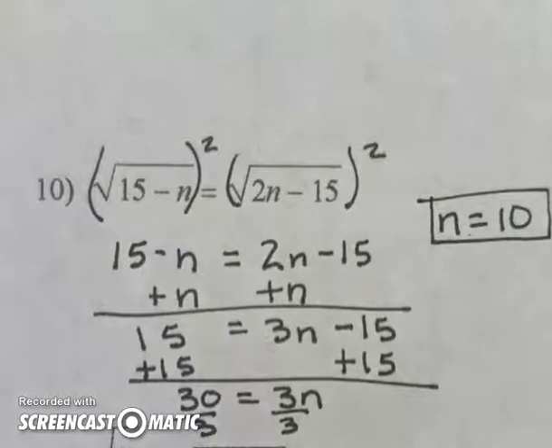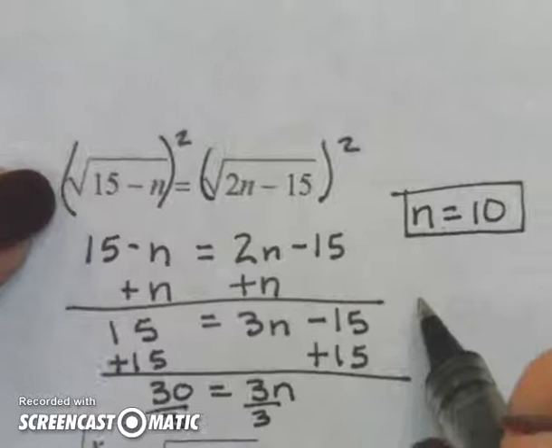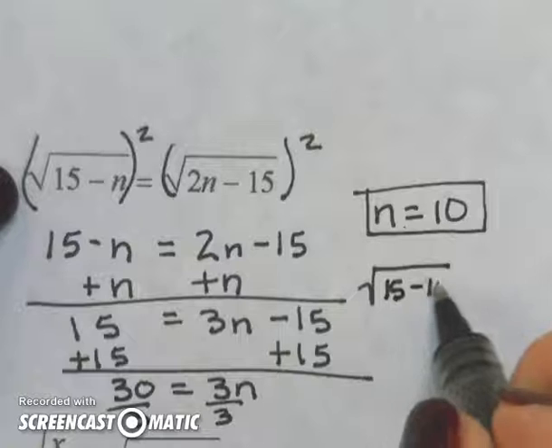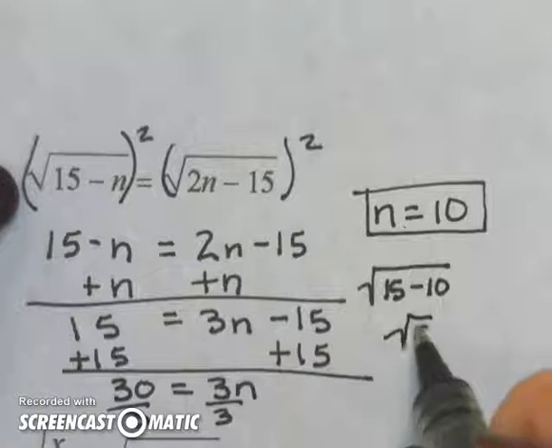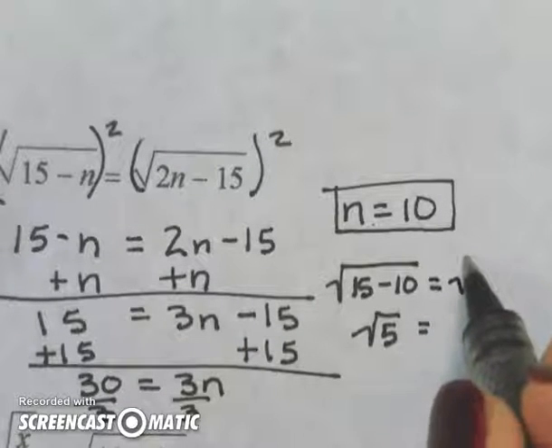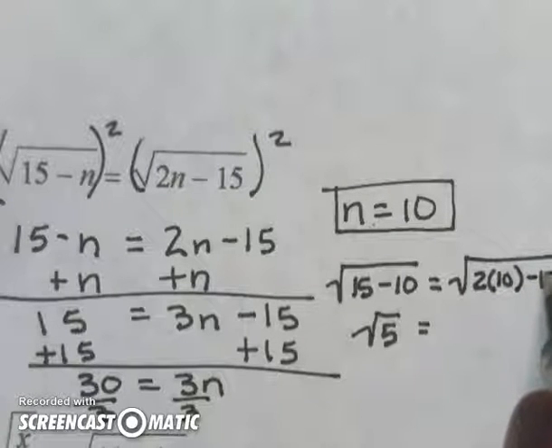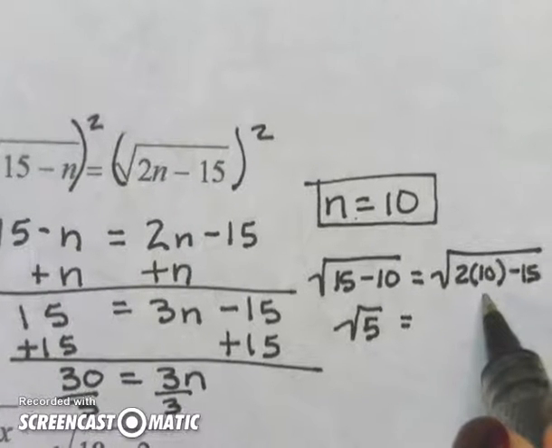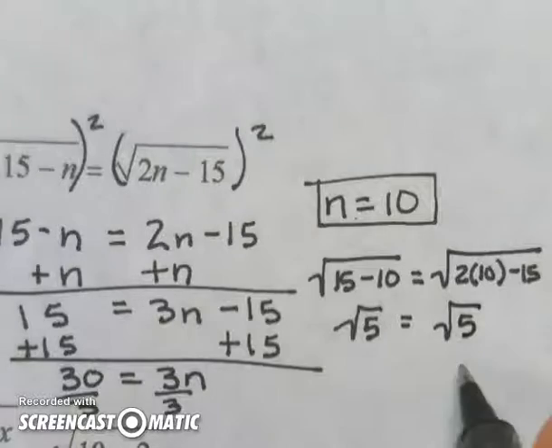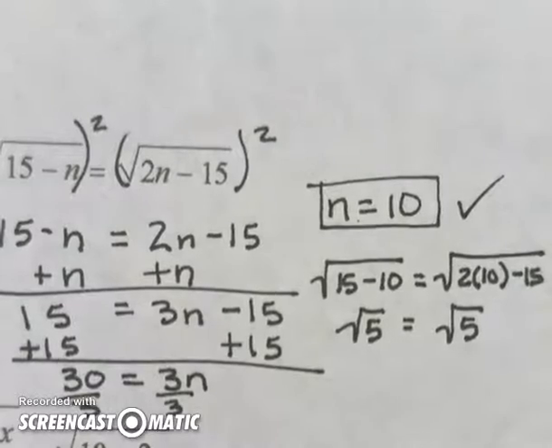Again, I want to check and make sure that my solution is valid. So I have the square root, I'm going to write it right here below it, the square root of 15 minus 10. Well, that's going to give me the square root of 5. Now on the other side, the square root of 2 times 10 minus 15. Well, 2 times 10 is 20. 20 minus 15 is 5. I get the square root of 5 for both sides. Therefore, my answer checks, and it is correct.